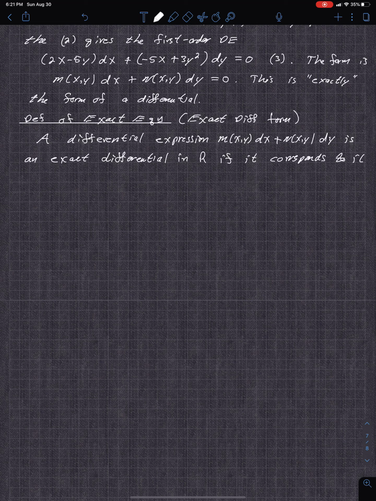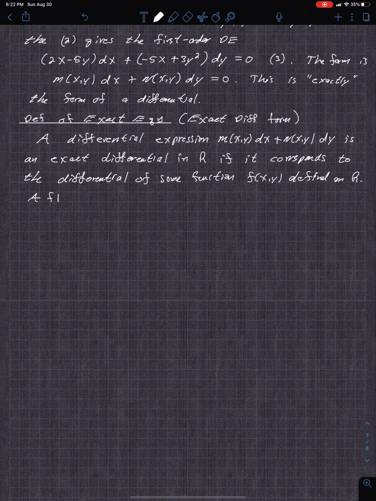if it corresponds to the differential of some function f(x,y) that's defined on the same region R. So if you can find the differential of f(x,y), it ends up being that form, then that's called an exact equation.